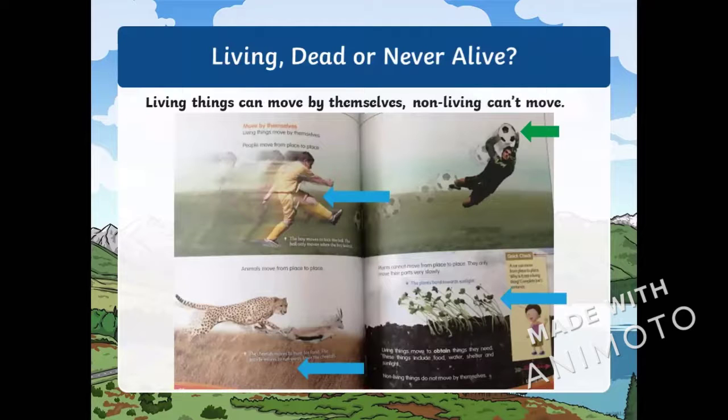So living things can move by themselves. Non-living things can't move. As you can see here, the boy is moving by himself, and the ball is not moving by itself. Actually, the ball was moved because the boy kicked it, as you can see. And in here, we have that the animals move freely. But the plants that you can see here, they cannot move from one place to another. They're just looking for the sunlight.